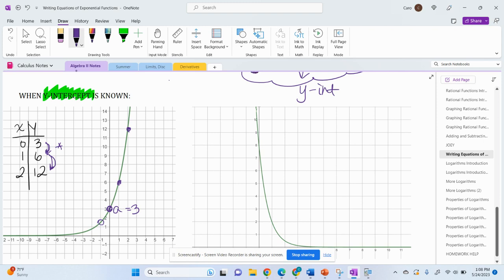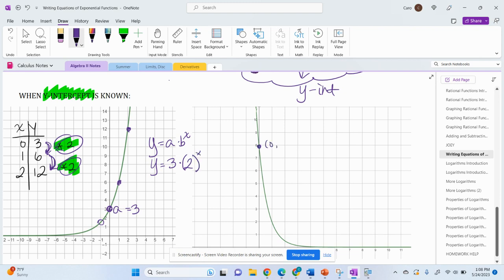But I don't need it because to go from 3 to 6, I multiply by 2. To go from 6 to 12, I multiply by 2. That is a constant growth factor right there. You're doubling. So in this case, it would be y equals a b to the x. So y equals 3 times b, where b is whatever you multiply by to jump from y value to y value. So 2.